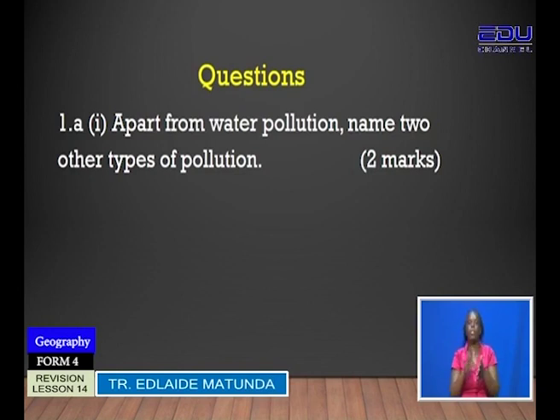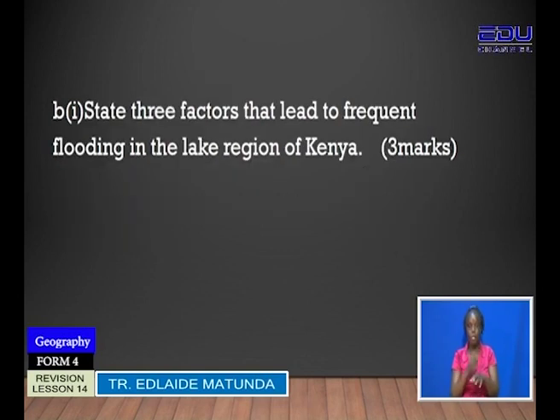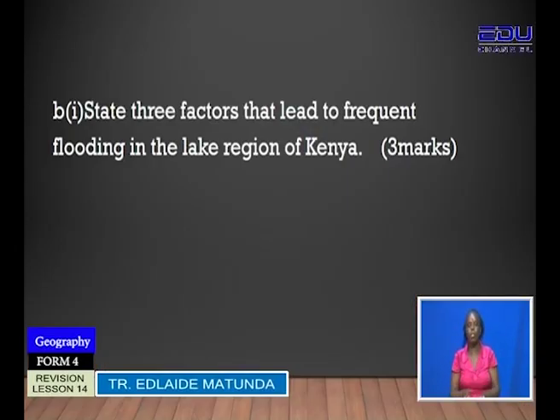The first one is, apart from water pollution, name 2 other types of pollution, and that gives you 2 marks. The second question is, identify 3 ways through which water is polluted, and that gives you 3 marks. We have also another question. State 3 factors that lead to frequent flooding in the lake region of Kenya.